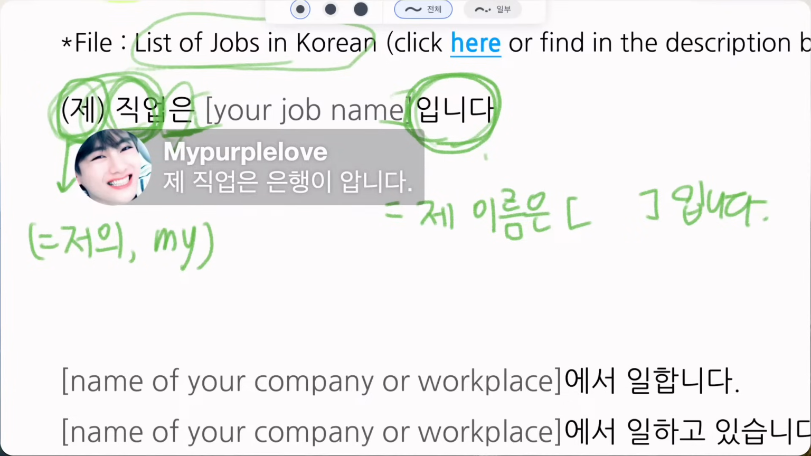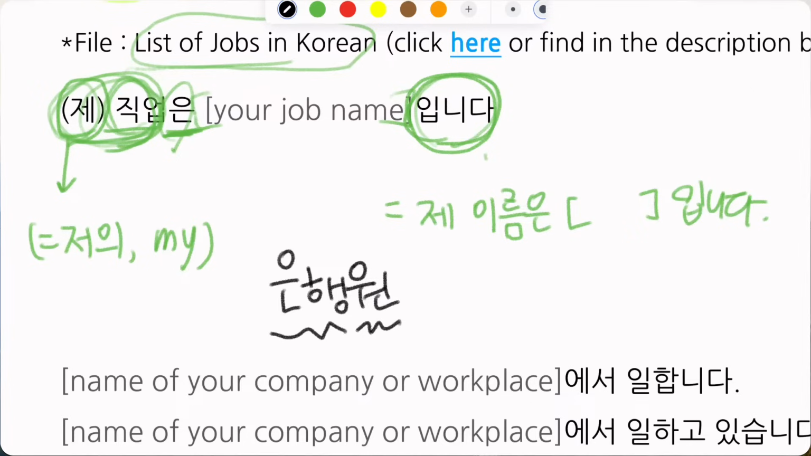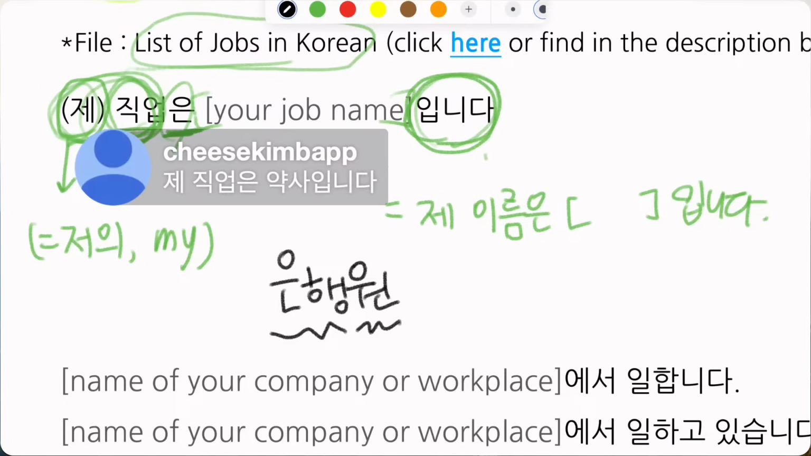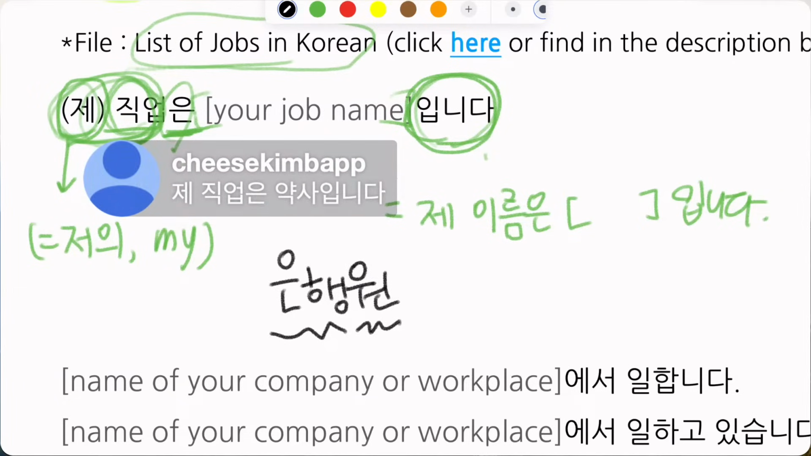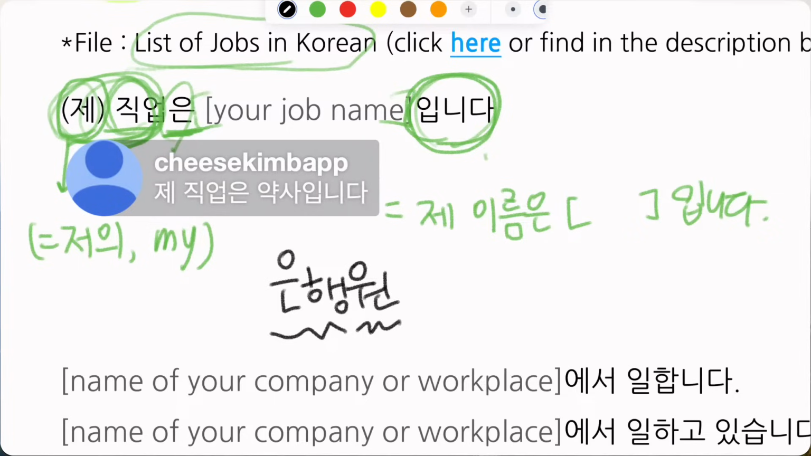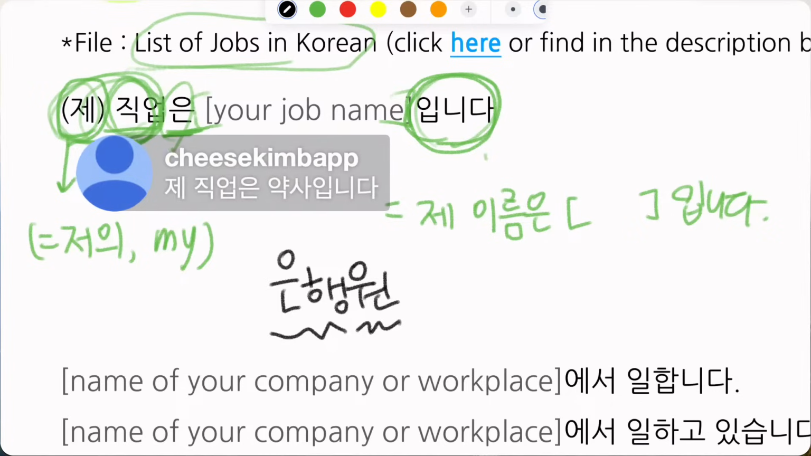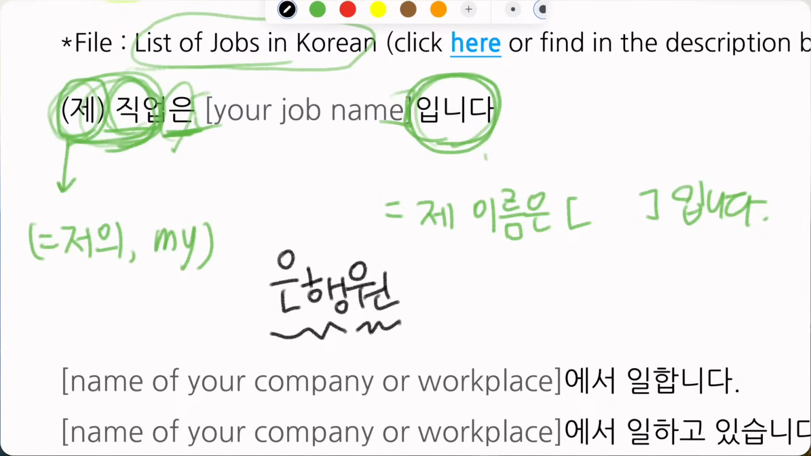좋아요. 그 다음에 I think you're trying to say you are 은행원. So you work at a bank, right? 은행원. In that case, you can say 은행. 은행 means bank. 은행원. Basically, you are a staff at a bank. 은행원입니다. 그리고 wow, this is also interesting. 제 직업은 약사입니다. So she's a pharmacist. 약 means medicine. 사 is like a person. So she's a person that engages with medicine. That's an interesting job.